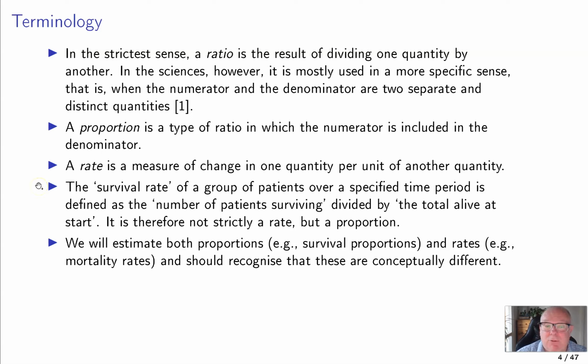Now, we often hear people talk about the survival rate of a group of patients over a specified time period. This is the number who survive divided by the total alive at the start. This is not a rate, this is a proportion. And I'm going to try and call it a proportion, although you'll see it very commonly called a rate.